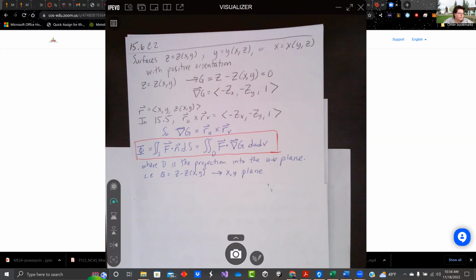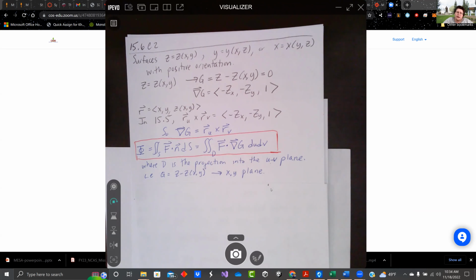In the last one, we just used the normal formula, the integral of F dot n dS, and we're going to stick with that. But if we're using a standard area where we have a surface z as a function of x and y, this also works with y as a function of x and z, or x as a function of y and z, but the one we're most familiar with is z as a function of x and y. We're going to assume positive orientation is in the direction of z.